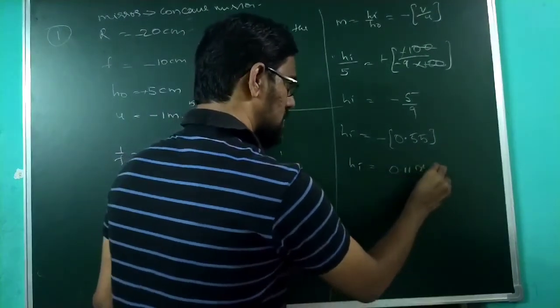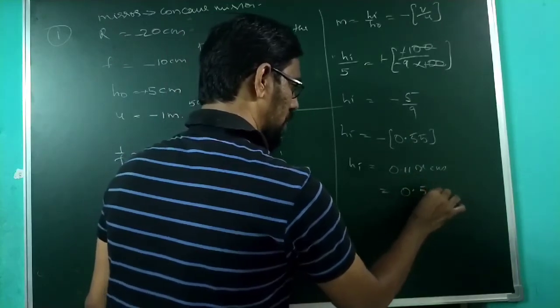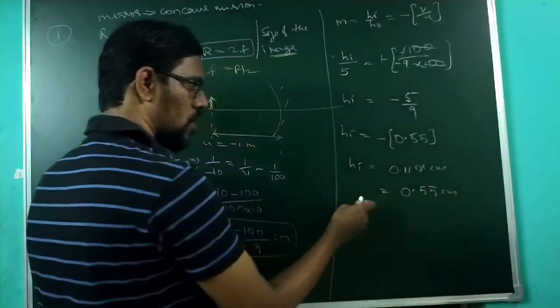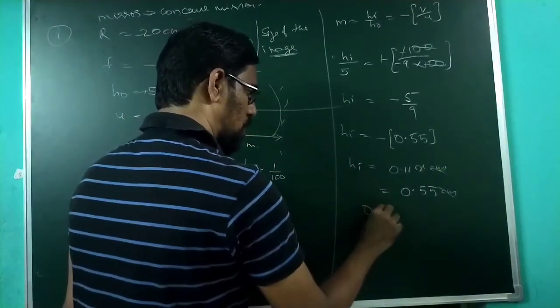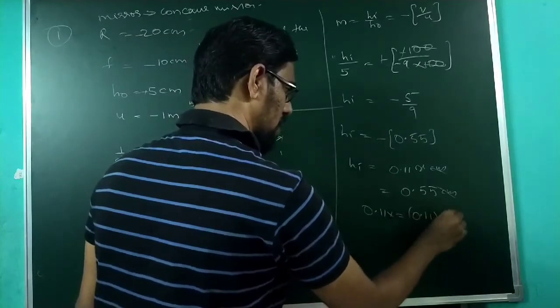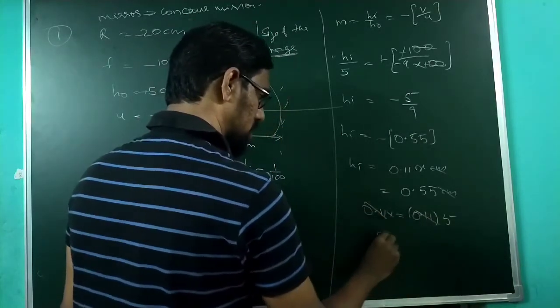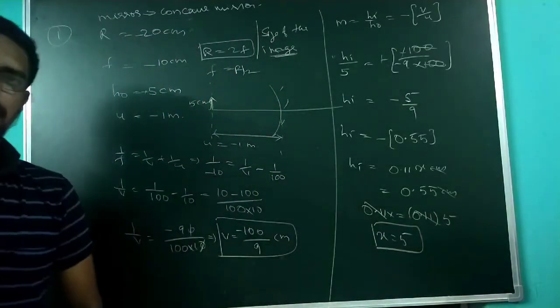0.11 into x centimeter, and this is nothing but 0.55 centimeter. If you take 5 common, 0.11 into x is equal to 0.11 into 5. So this gets cancelled, and x is equal to 5. This is the right option. Thank you.